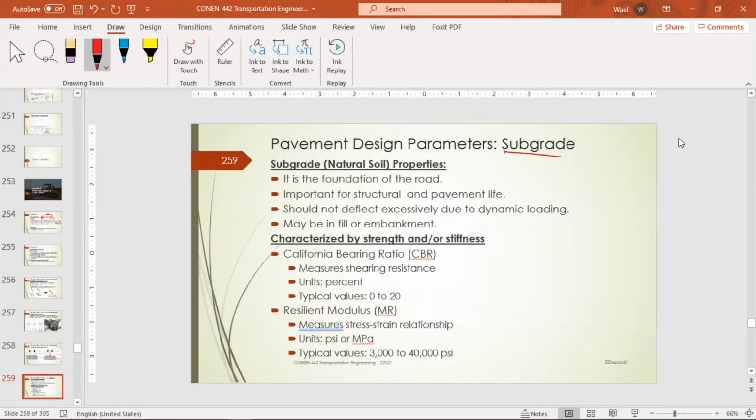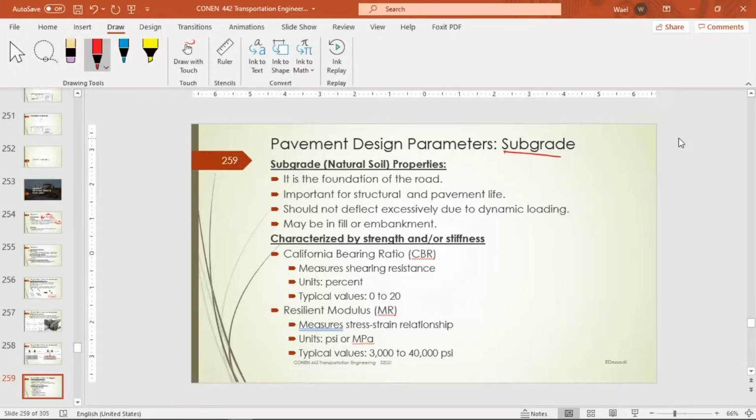Then we move to the subgrade, which is basically the natural soil properties. Subgrade is the foundation of the road. That's where we are building the road. It's important for structure and pavement life. First of all, it should not deflect excessively due to dynamic loading. It may be infill or embankment, so we have to be careful about that.